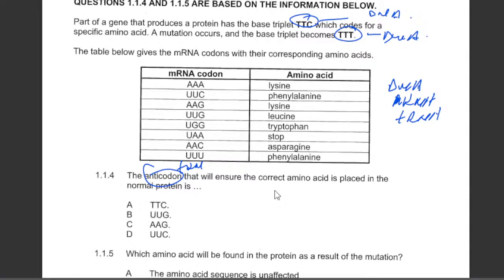So it's going to be exactly the same, but because the amino acid is there, it means that it's going to be UUU. So you convert TC, it's going to be AG, and then convert it from messenger RNA to transfer RNA. So it's going to be UUC. So that becomes the correct answer. So D becomes the most correct answer.